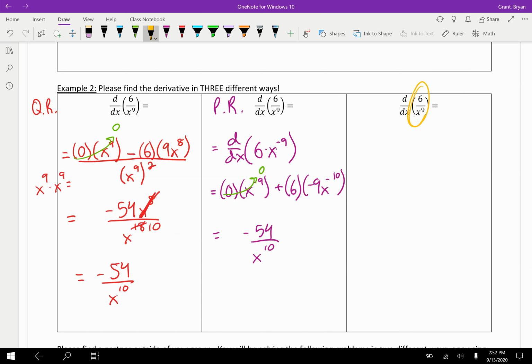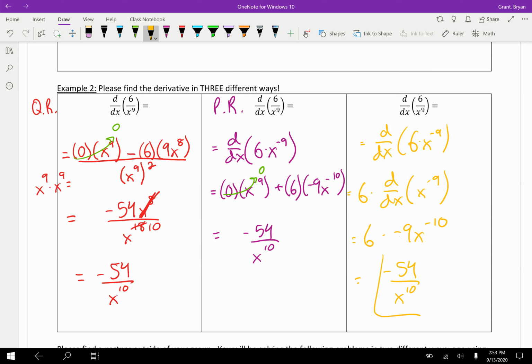But we can only use the power rule if it's rewritten in our format of 6 times x to the negative ninth. 6 is a constant, so I'm going to ignore that, and you probably wouldn't show this step, but that's okay. And then we just use our power rule. So it becomes negative 9x to the negative 10th. And we can see that's negative 54x to the 10th.